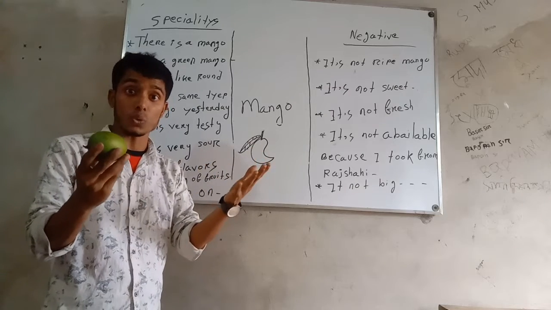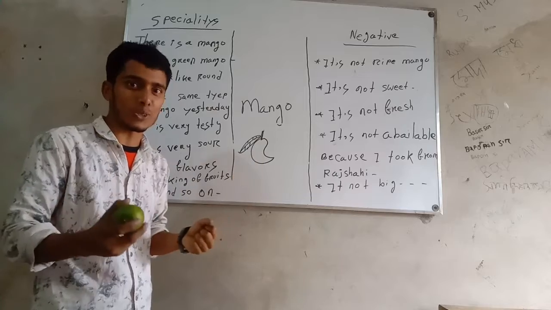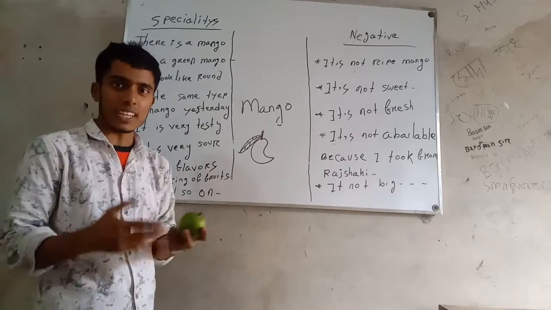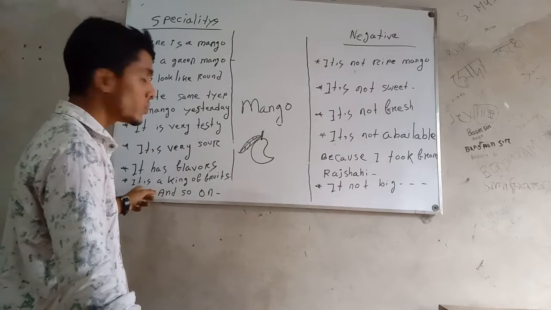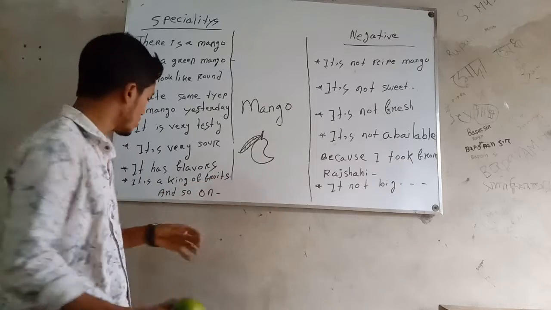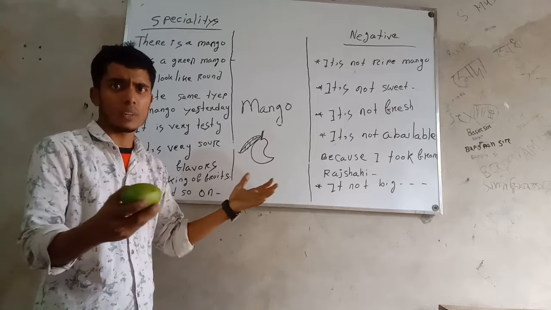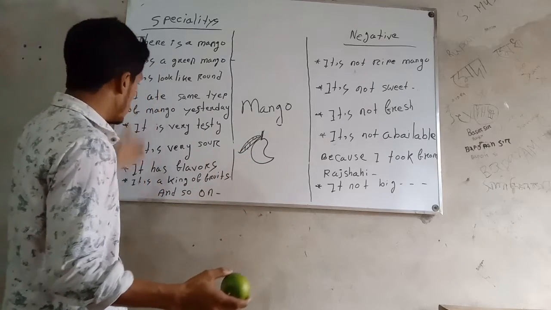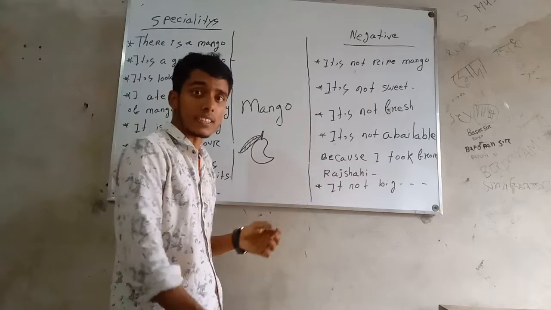Sour means it's very sour, and it has flavor, and it's the king of fruits, and so on. There are so many specialties. Without it, and it has the opposite English sentence.